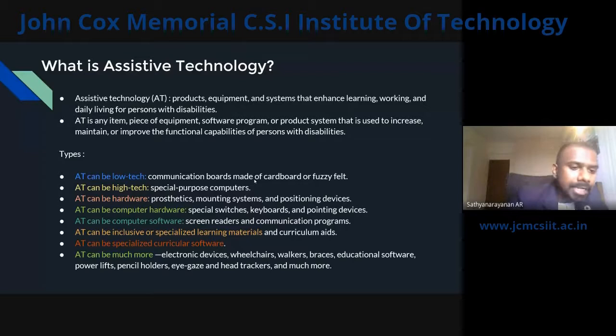So these are various types, like high tech. It can be hardware, computer hardware and computer software, inclusive. Why is the term called inclusive? For example, we have books, right? We have books to learn in schools as well. We provide proper curriculum-based learning books as well.